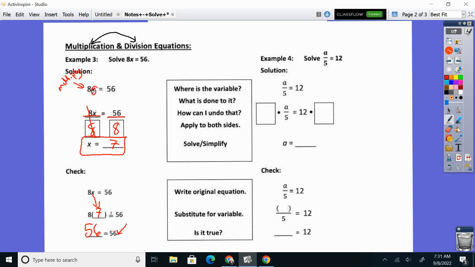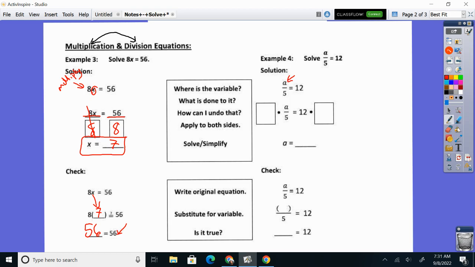All right, so let's look over here. Now, I'm going to actually show you 2 ways, but with division, I feel like this is the simplest way you can do it. So this says a divided by 5 equals 12.